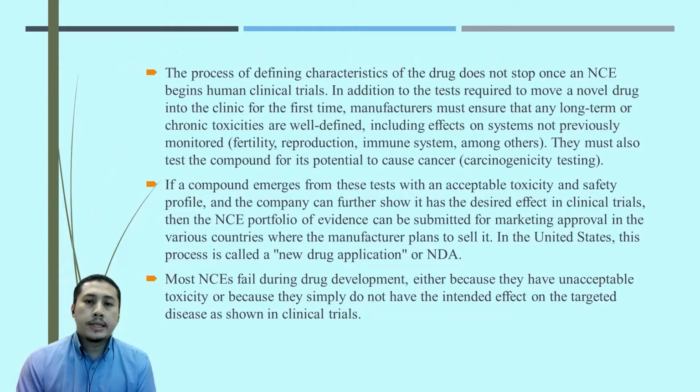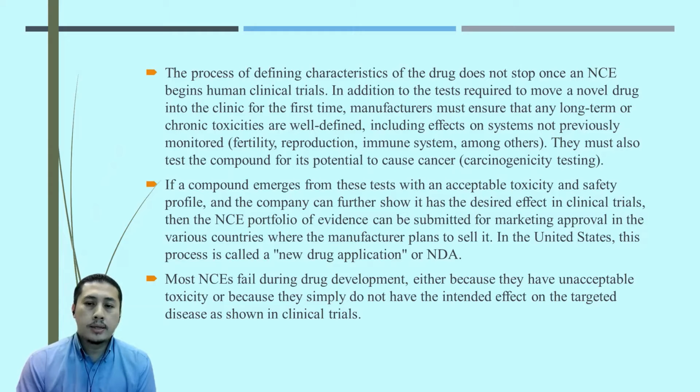So the process of defining characteristics of the drug does not stop once an NCE begins human clinical trials. In addition to the tests required to move a novel drug into the clinic for the first time, manufacturers must ensure that any long-term or chronic toxicities are well defined, including effects on systems not previously monitored. For example, the fertility, reproduction, immune system. So they must also test the compound for its potential to cause cancer. Even though the NCE is aiming for something related to maybe cardiovascular disease, manufacturers must also observe the effect on the fertility, carcinogenicity, and so on.